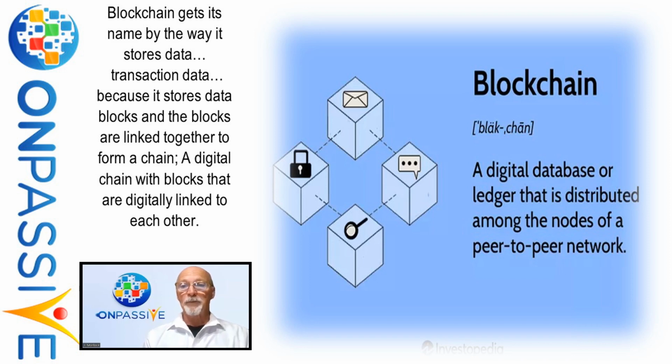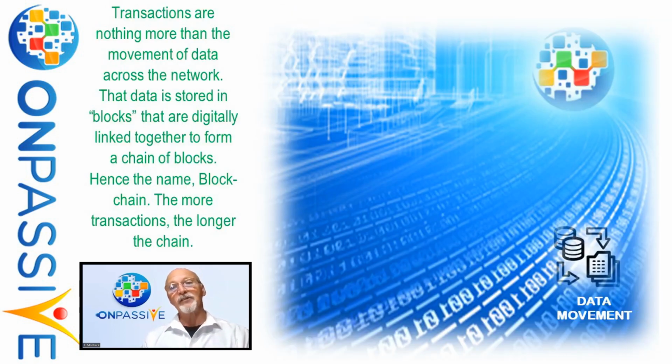Now, simply put, blockchain gets its name by the way that it stores data, transaction data to be precise. And a transaction is nothing more than the movement of data across a blockchain system, across its network of computers. That data is stored in blocks, and the blocks are digitally linked together to form a chain of blocks in a way, hence the name blockchain.